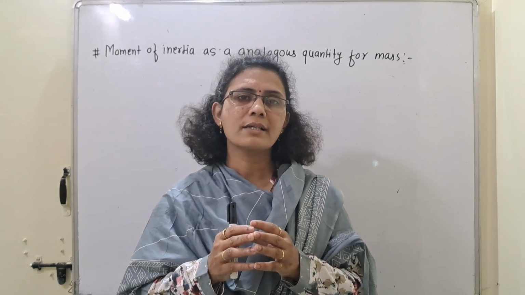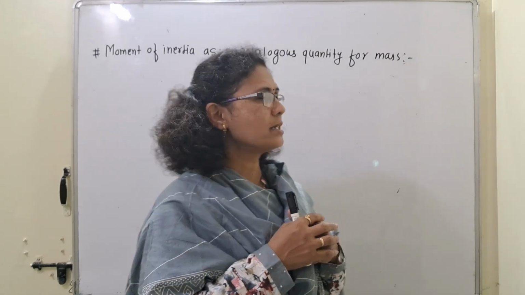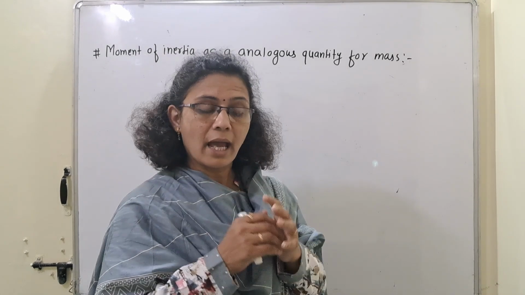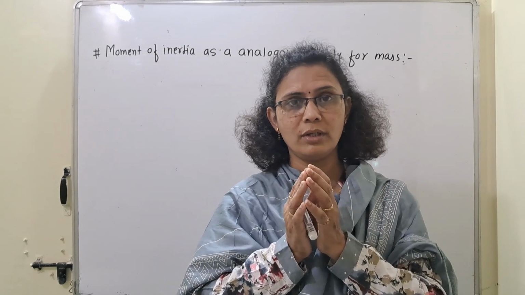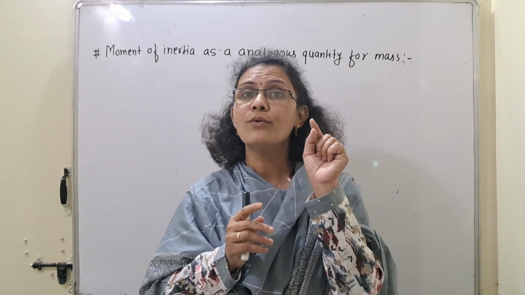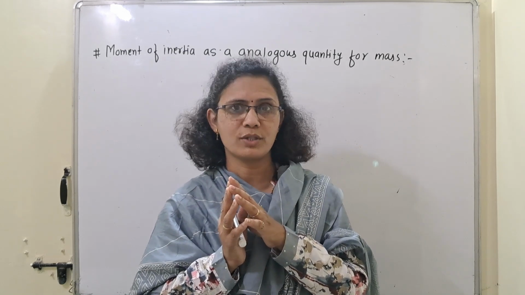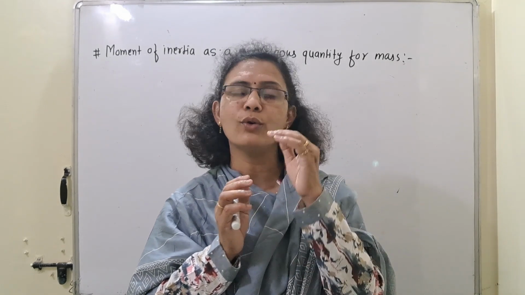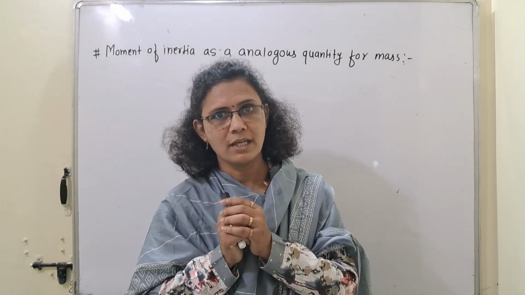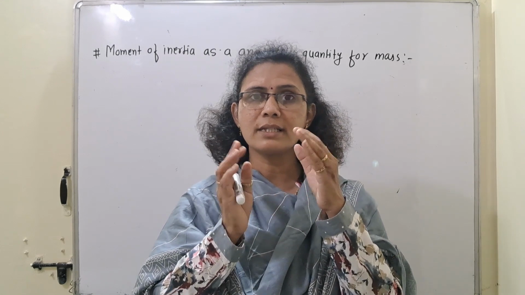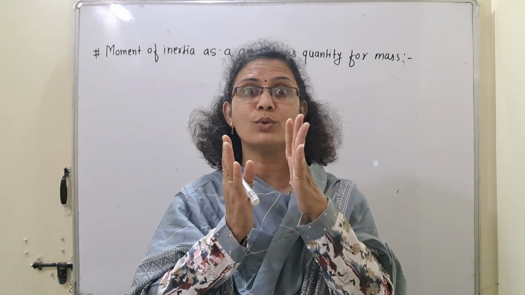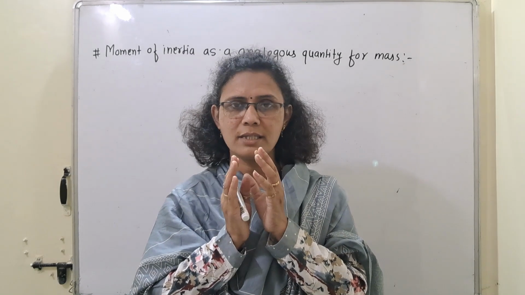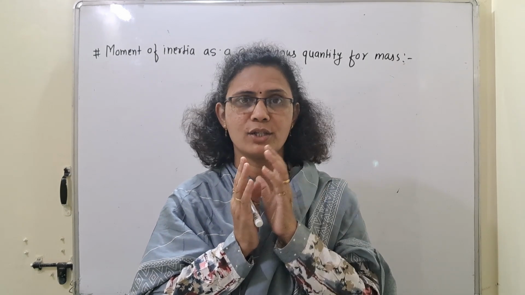In this lecture we will discuss the next topic of this chapter, that is moment of inertia as an analogous quantity for mass. See, I discussed the analogy between linear and angular motion in the first lecture of this rotational dynamics chapter. If you want to clear all those things, you can see that first video of rotational dynamics. In that lecture I told you that S is equal to R theta, V is equal to R omega, and A is equal to R alpha. All these things we have discussed in that lecture.